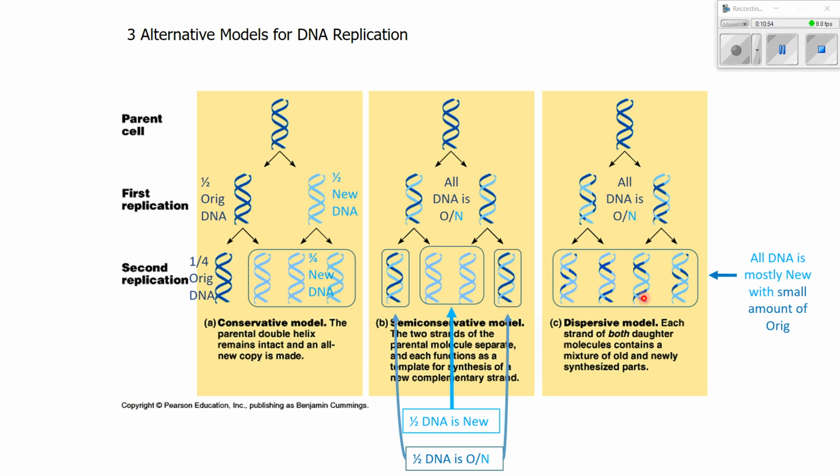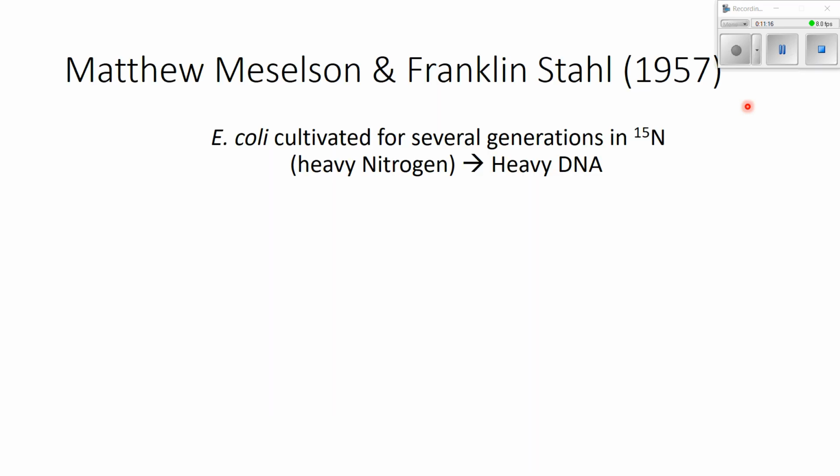Well, remember, DNA is not really color-coded. So Matthew Meselson and Franklin Stahl had to come up with a really ingenious, creative way to tell the difference between old DNA and new DNA. So let's look at the Meselson and Stahl experiment from 1957. Your textbook has a really nice illustration of this that's perfectly good, but I thought this might be an easier way for you to understand exactly what these two guys did.